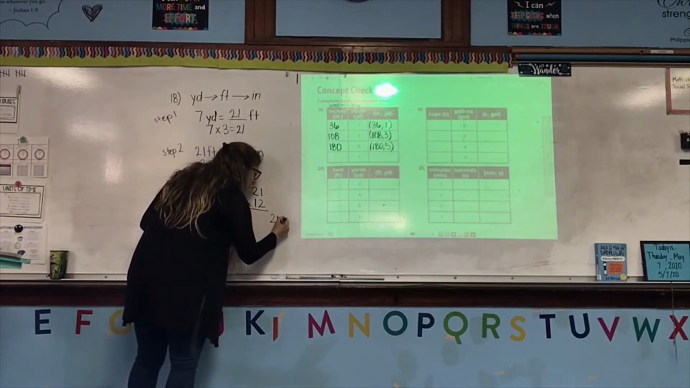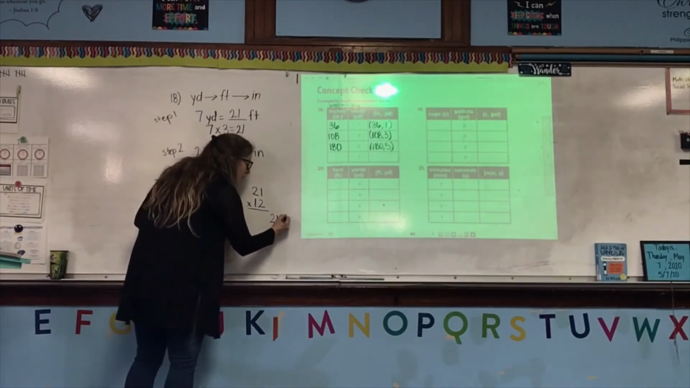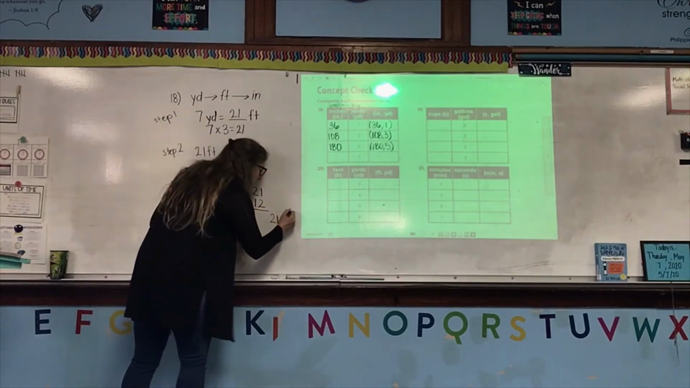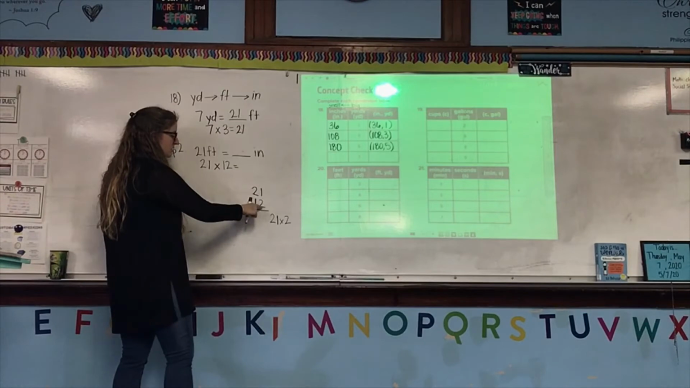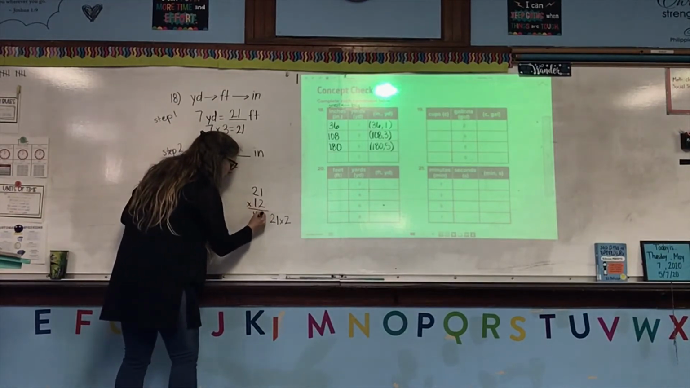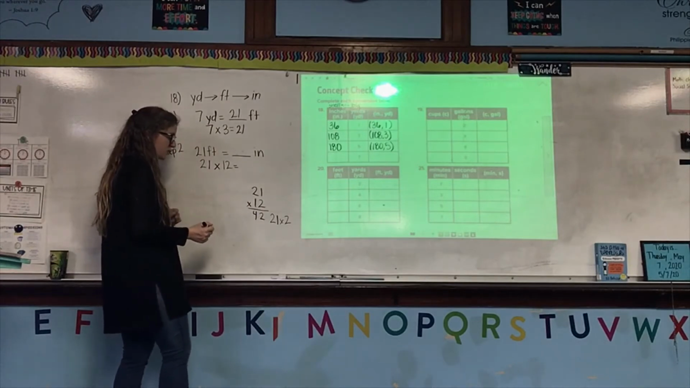Step 1 is to multiply the ones. So we take our whole top number, 21, and multiply it by the value of the digit in the ones place on the bottom, which is 2. 2 times 1 is 2. 2 times 2 is 4. So that's our first partial product.